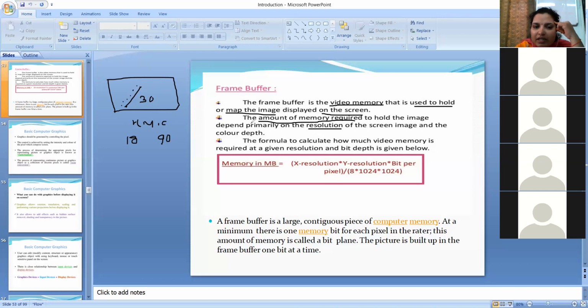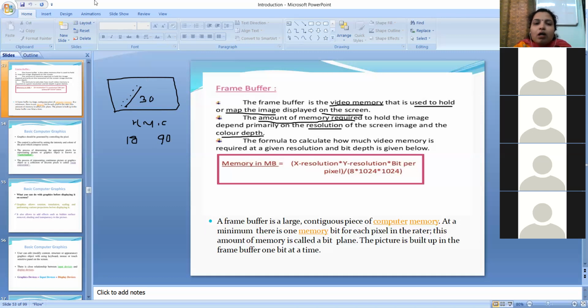And that is why it is said that the amount of memory required to hold the image depends on the resolution of the screen and the color depth. Color depth is nothing but depending upon the intensity of a color or shade of the color, you are going to change the value, and that is totally dependent upon resolution and color depth, how much size is required to store this line.